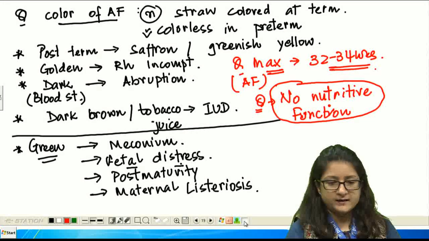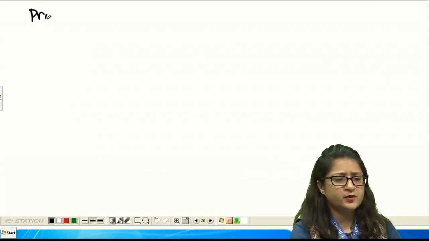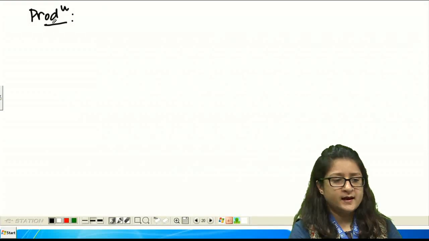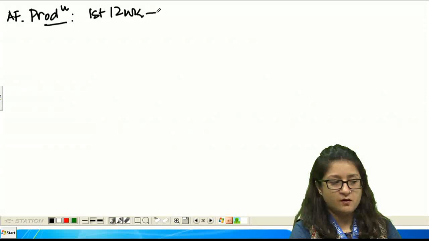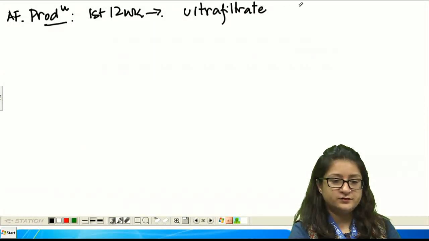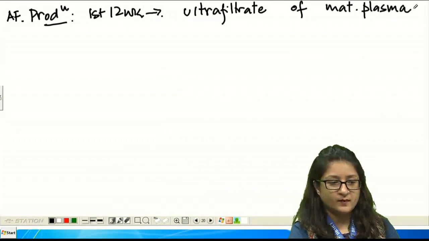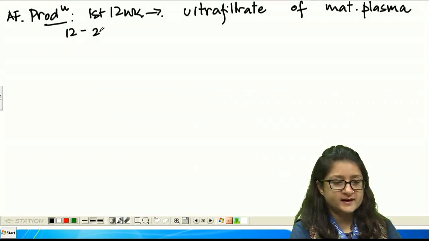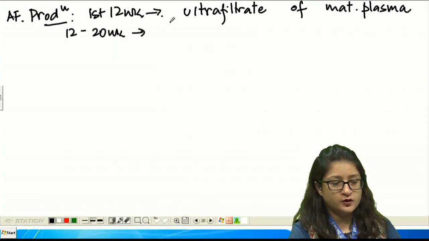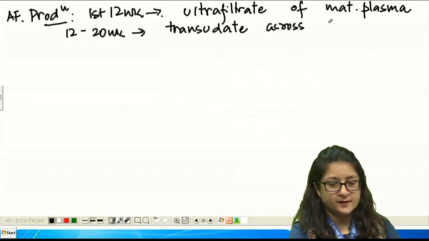Next important bit that you have to remember is about the production. When we talk about amniotic fluid production, we say that in the first 12 weeks, it is formed by the ultrafiltrate of maternal plasma. Okay, between 12 to 20 weeks, the contribution is as transudate across fetal skin.